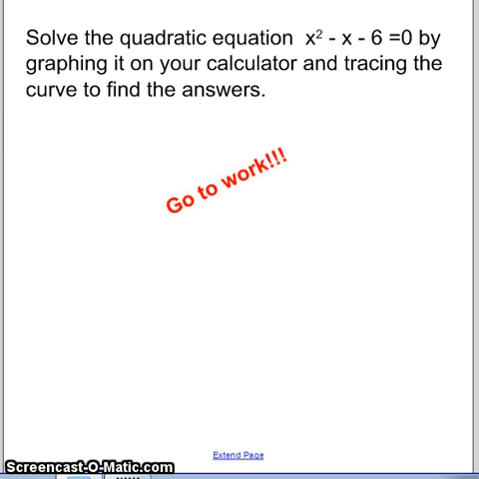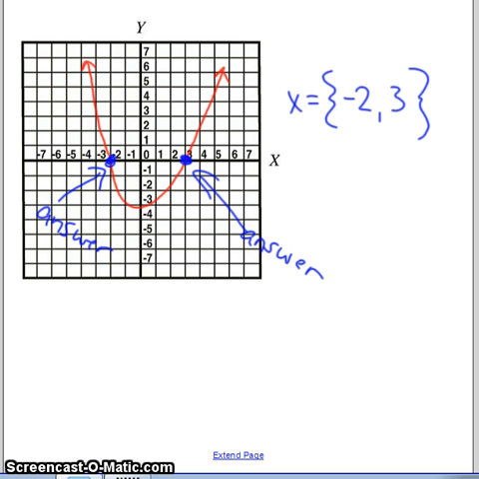Here's a quadratic equation. I'd like for you to go ahead and hit pause again, graph this on your calculator, and find out what the two answers are. So go ahead and hit pause and try it out. All right, we're back. When you graph it on your graphing calculator, you're going to get a curve that looks just like this, only yours will look better than this. That one's hand-drawn. And the answers are where the curve crosses the x-axis. So it's where y equals 0. Your two answers are going to be at -2 and 3. So those are the solutions to that quadratic equation.